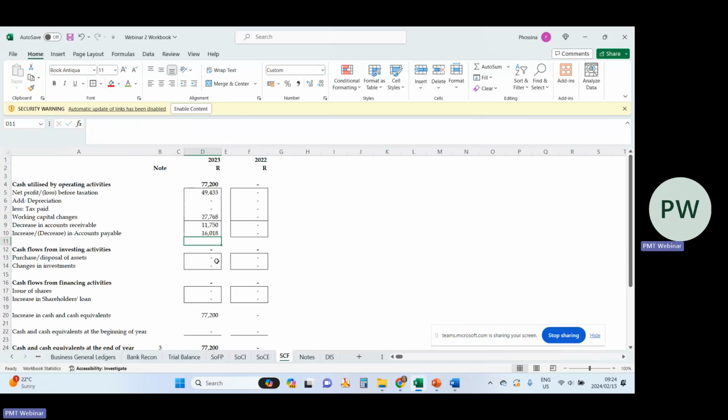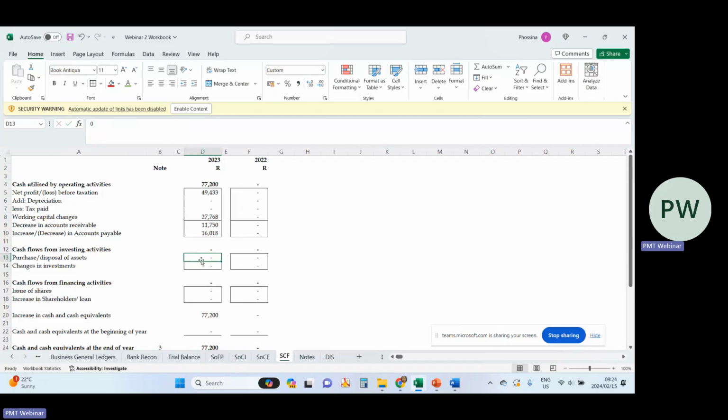Okay, and then if we had any purchases that we had done for assets, we call it investing. Now we're investing into the business. Did we buy any assets? Did we dispose? Then that movement is shown here. So the top part is the operating part, the operation of the business.